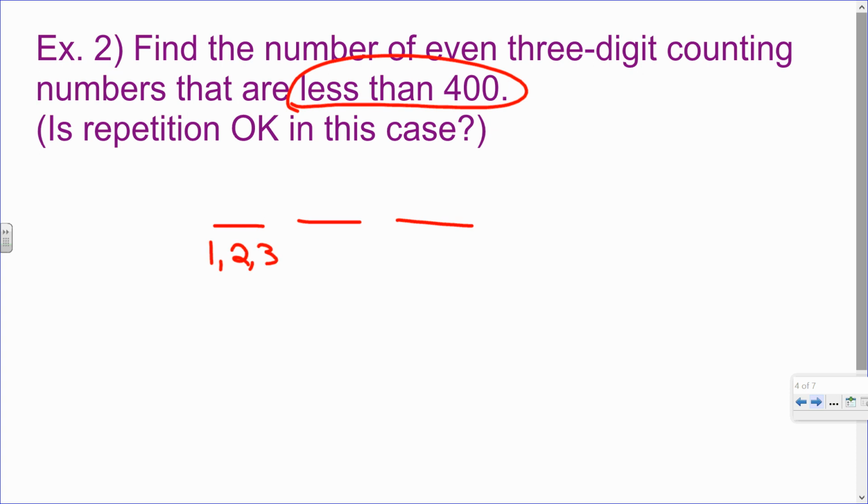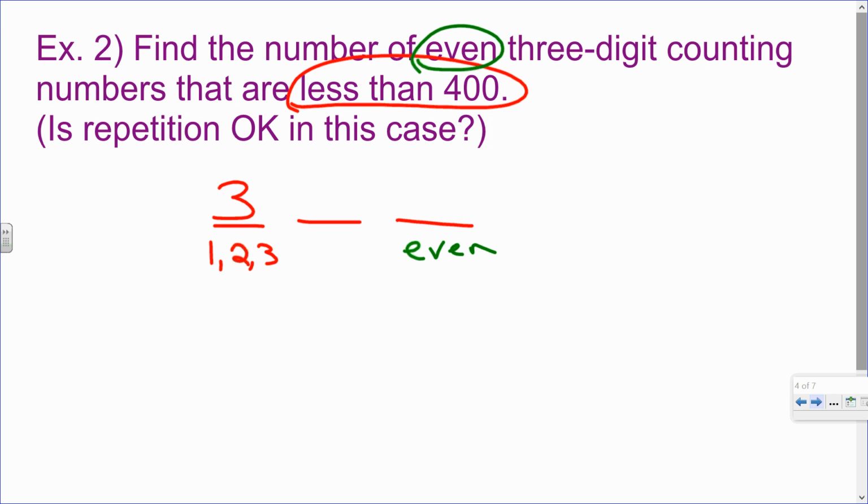Why can't it be 0? 0 is a digit, Morgan. It would really just be a 2-digit number if it started with a 0. So we have 3 choices for less than 400. What's my other restriction in this particular problem, Kyle? And does that affect hundreds, tens, or ones? Okay, so it needs to be even.